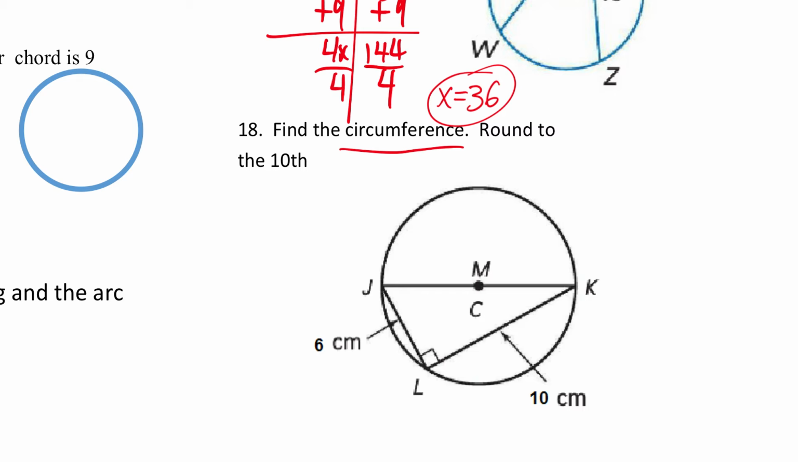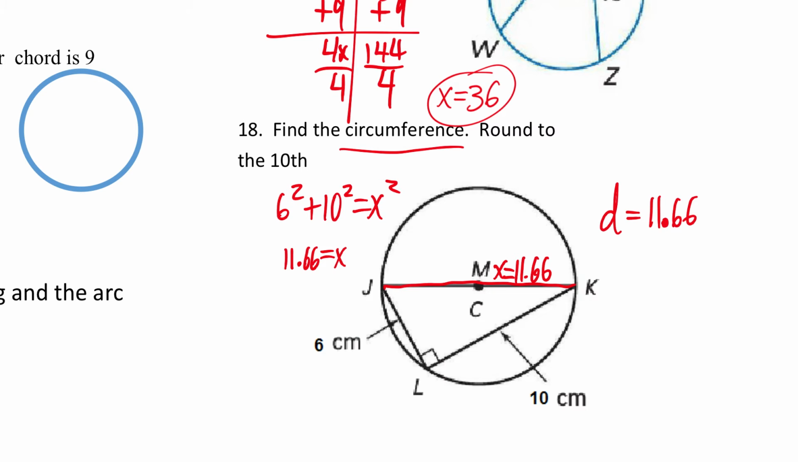Okay, on this one, it says find the circumference. So we have to know the diameter first. We're going to use the Pythagorean theorem: 6 squared plus 10 squared equals x squared. We're going to run out of time, so I'm just going to tell you, if you work that out, you get 11.66. That's the diameter. Then we want to find the circumference, so I'm going to do pi times the diameter. That gives you 36.64 centimeters.